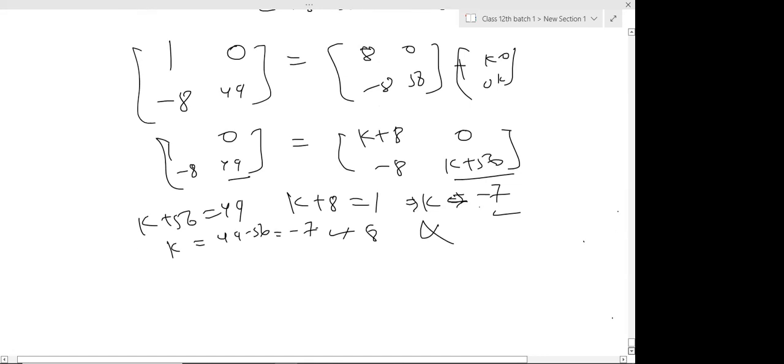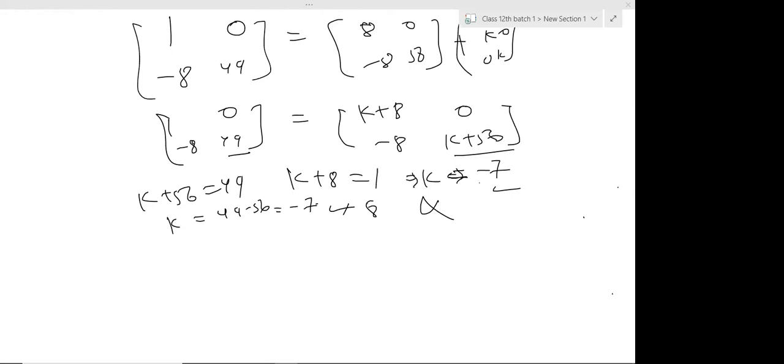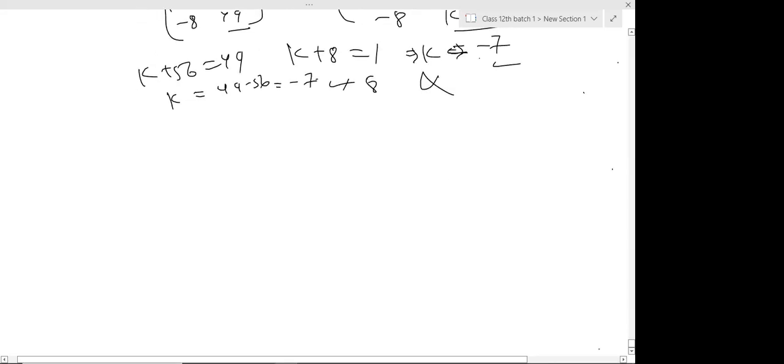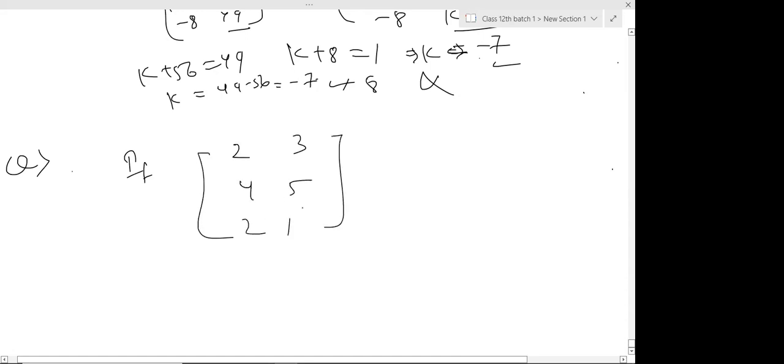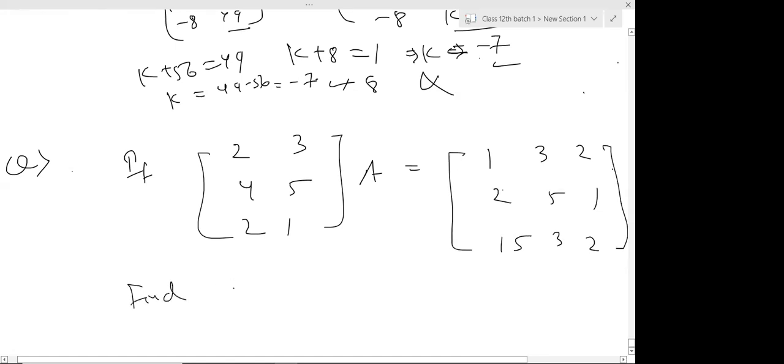All right. Let's solve one more question. If the matrix 2, 3, 4, 5, 2, 1 times A is equal to the matrix 1, 3, 2, 2, 5, 1, 15, 3, 2, find A. All right. Solve this one.